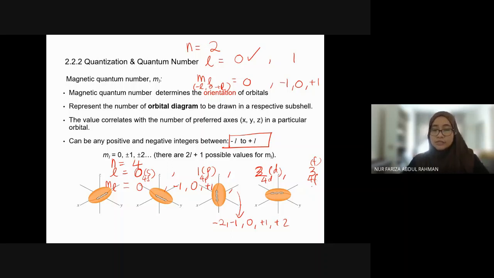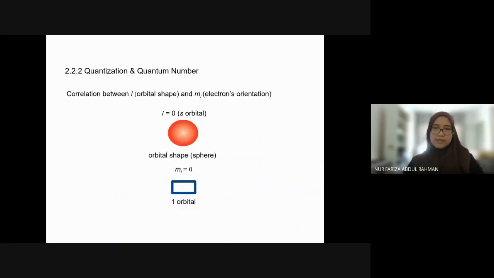L is equal to 3. Then we're gonna start from -3. ML is equal to -3, -2, -1, 0, 1, 2, 3. Okay. So kalau itu dah okay, maksudnya dah pandai lah tu. Alright. So now let's move on to the next slide.